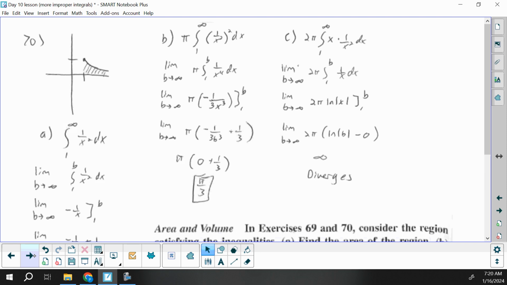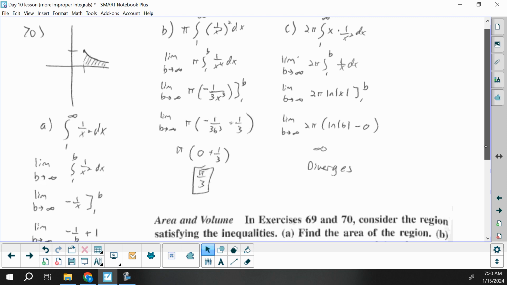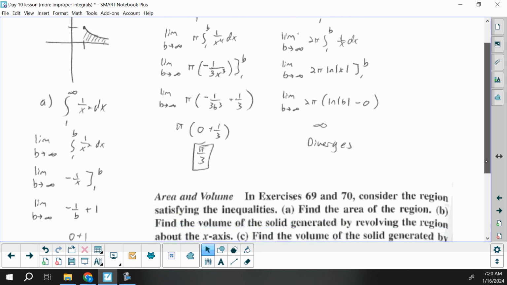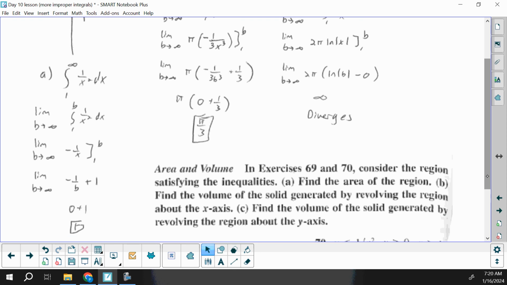And 70, which had 3 parts. We've seen questions like this before that have you do area, spin it around the x-axis, and then spin it around the y-axis. So area, we're in dx, so we're doing integral of top minus bottom. The region started at 1 for the x's and goes to infinity, which makes it an improper integral. So do your limit as b approaches infinity.